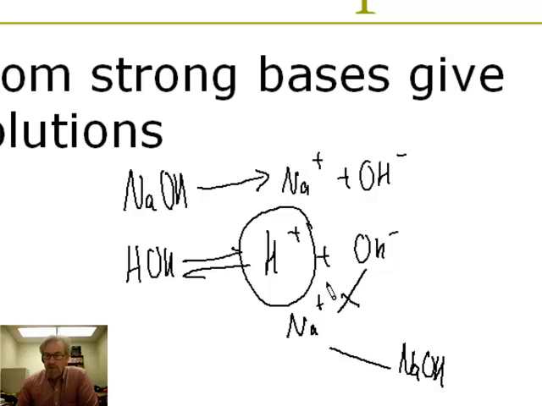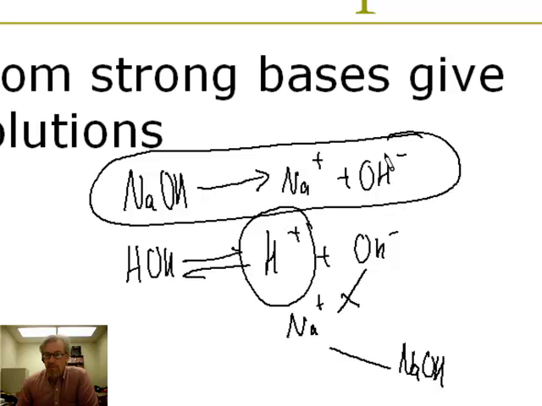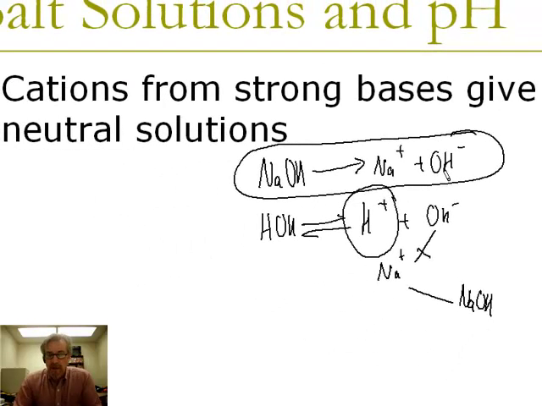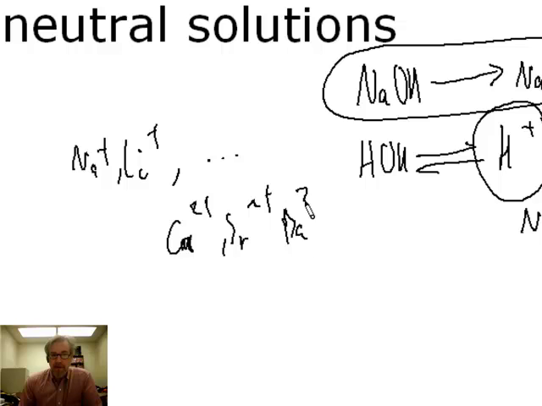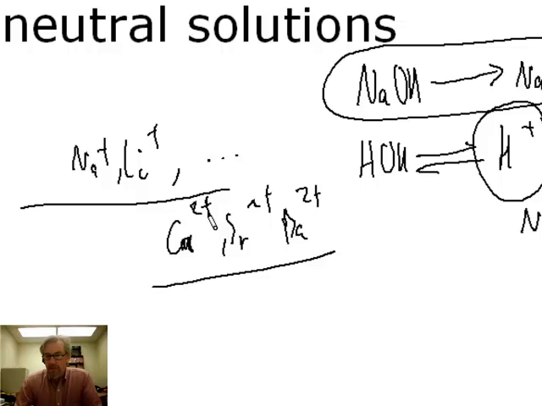But of course, NaOH is not going to form from Na and the loose OH minuses that are present from autoionization, because that would mean this irreversible reaction would be running backwards, and that doesn't happen. So for that reason, we know that cations from strong bases are going to give neutral solutions. So this means the group 1s, so Na plus, Li plus, etc., and calcium, strontium, and barium, when those cations are present as part of a salt, the cation has no effect on pH. It will not produce an acid or a base.